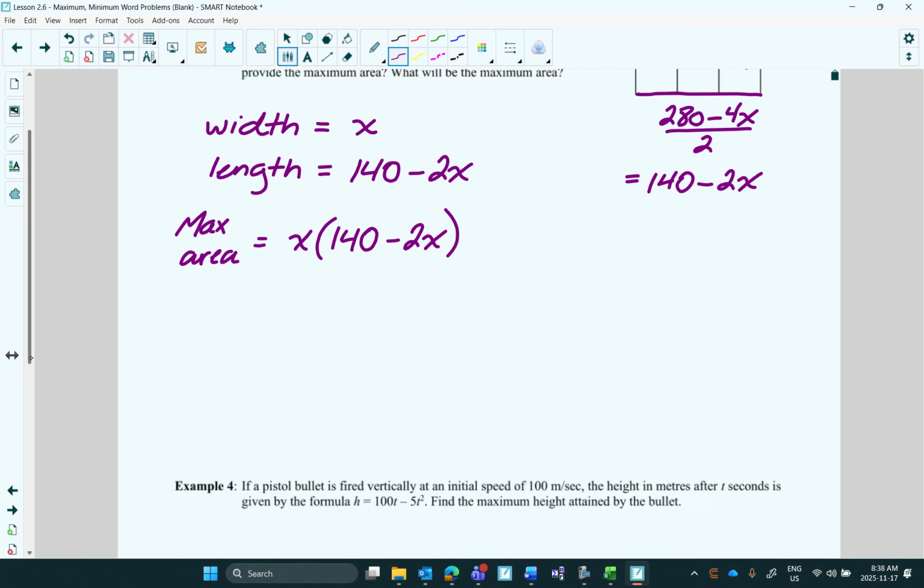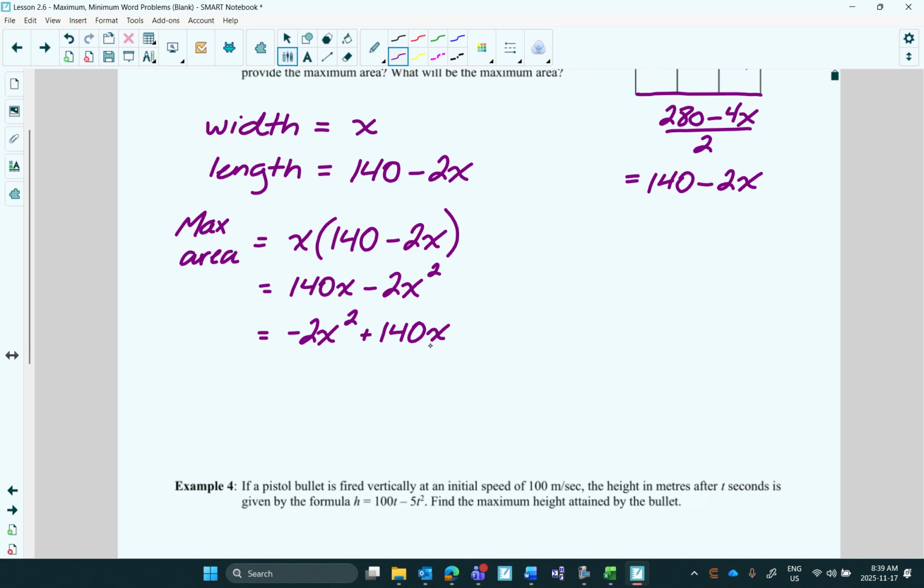Because remember, we're going to have to use negative b over 2a. So I'm going to multiply it through to get rid of the parentheses. And I get 140x minus 2x squared. But the x squared term is always written first, and there's a negative in front of it. Nothing in front of the 140, so we assume it's positive. And that's the maximum area in standard form.